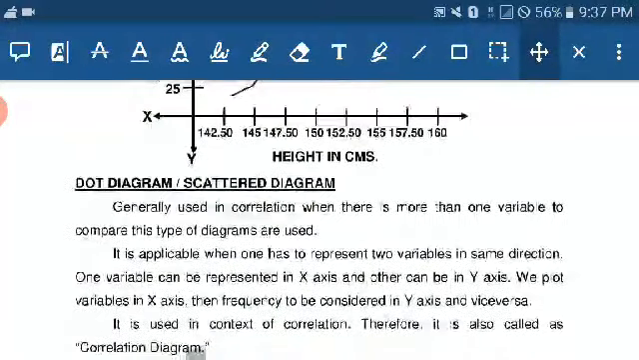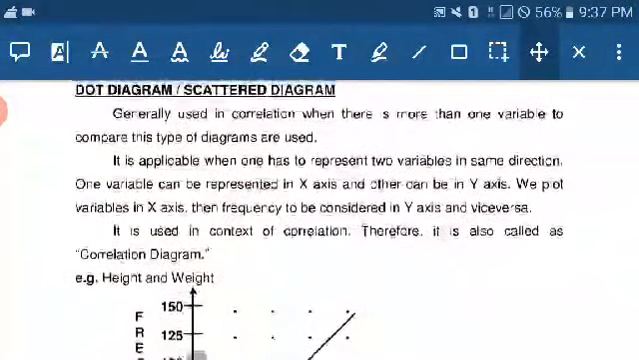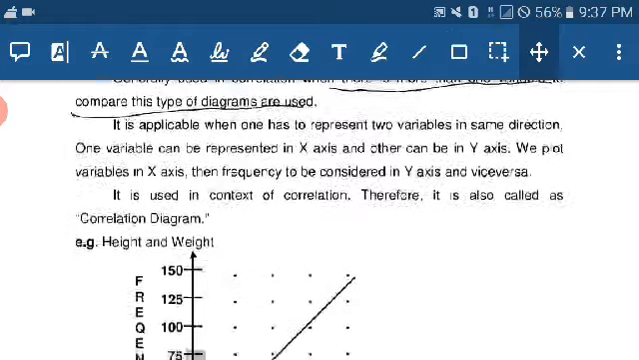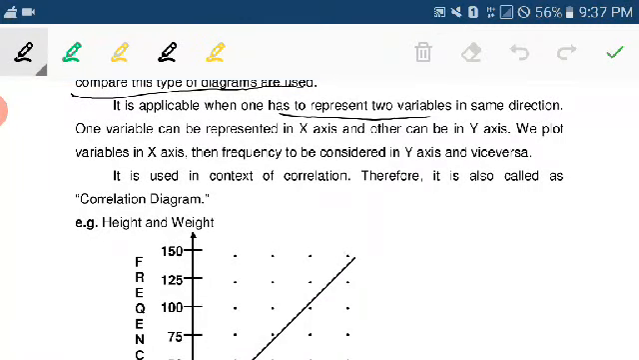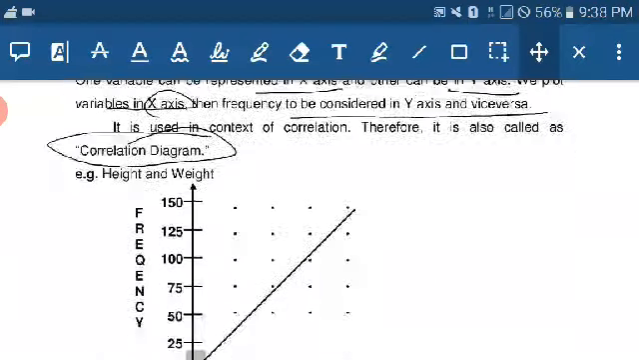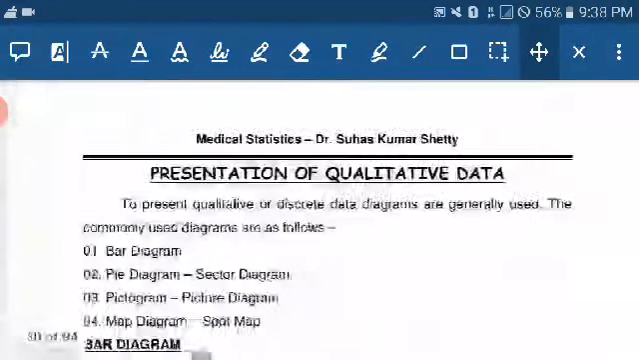Then a dot diagram or scatter diagram is generally used in correlation, when there is more than one variable to compare. It is applicable when one has to represent two variables in the same diagram. One variable can be represented on the x-axis, the other on the y-axis. We plot the variable on the x-axis, then frequency is considered on the y-axis, and vice versa. It is used in the context of correlation, therefore it is also called a correlation diagram. This one is a correlation diagram.